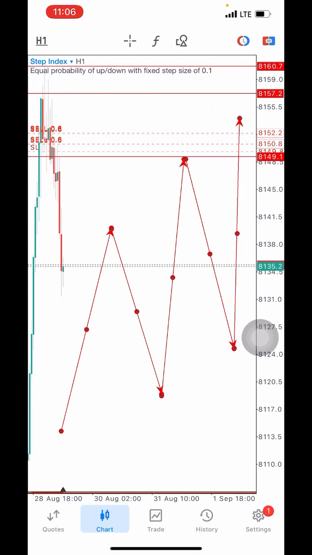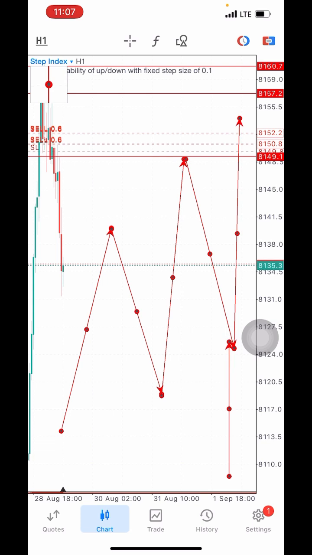Now the question is, where is the pullback? The pullback is when you have completely defined the market structure. If it's a bullish structure, then when the market is coming down again within that bullish structure, that is a pullback. Like when it's going up like this and then coming down here, this is a pullback.